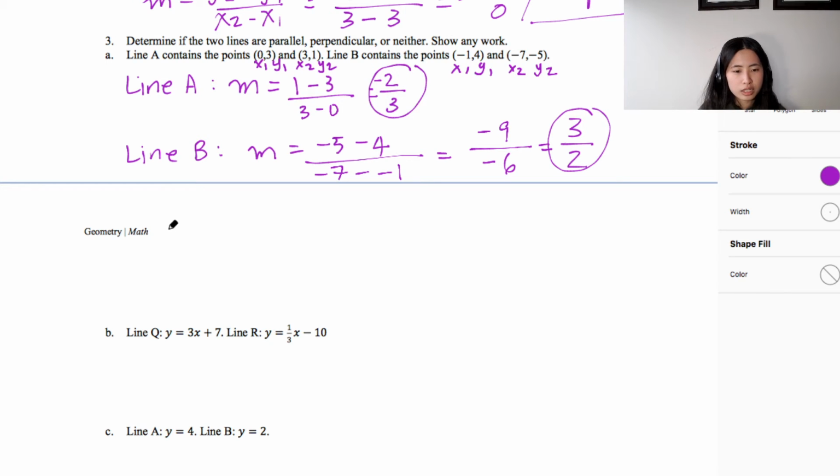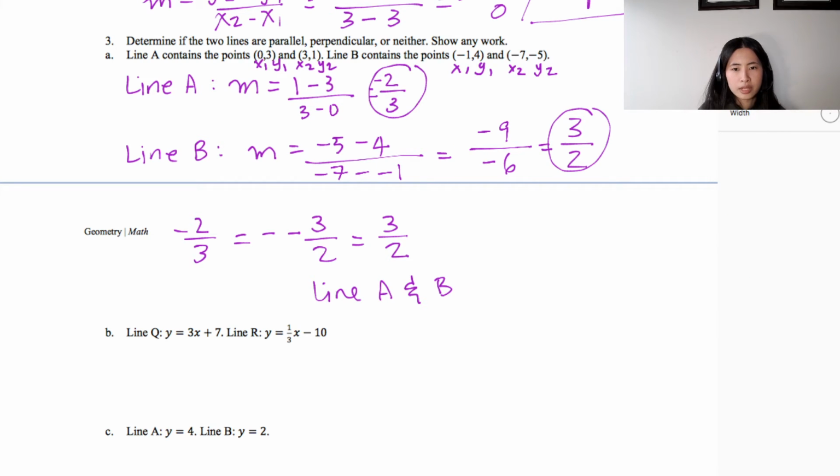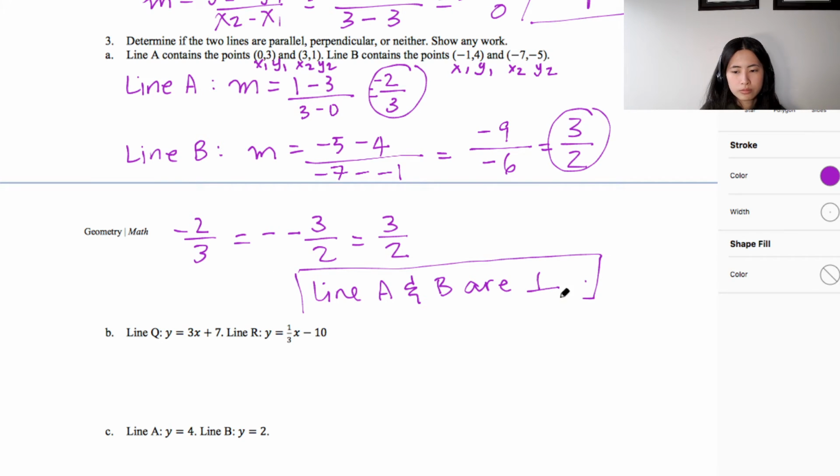If you take the reciprocal of this, if you have -2 over 3, right? So you take the negative reciprocal, so that means if you have a negative sign, that negative sign becomes positive, and then you take the reciprocal, which is 3 over 2. Therefore, you're going to see that this is positive 3 over 2, right? Therefore, we can say line A and B are perpendicular. So this sign means they're perpendicular, because the slope of line A is the negative reciprocal of the slope of line B.